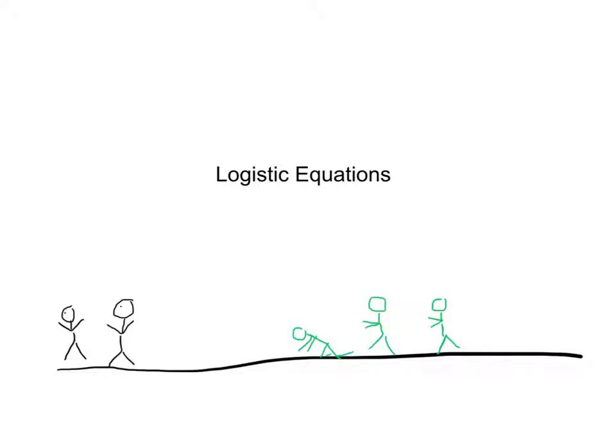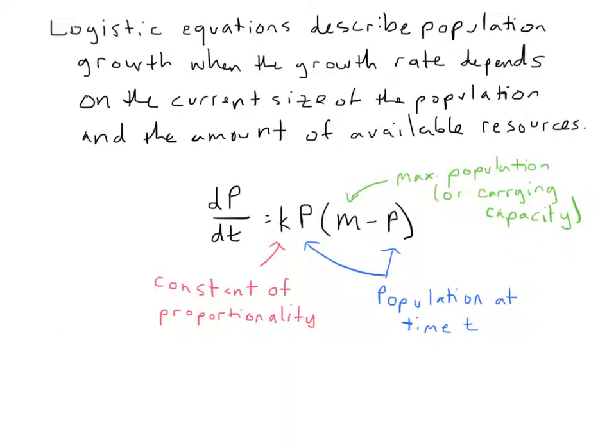Welcome to Logistic Equations. Logistic equations talk about population growth when population isn't just exponentially growing. It's proportional to the size of the population, but it also depends on the available resources. So if we look at the formula that we've got written down here, this is our rate of change with population is equal to K, which is just a constant of proportionality, so they'll have to tell you that in the problem, or have you figure it out.